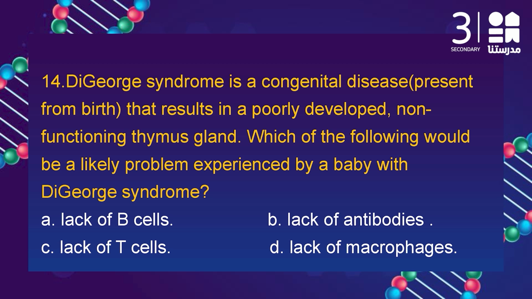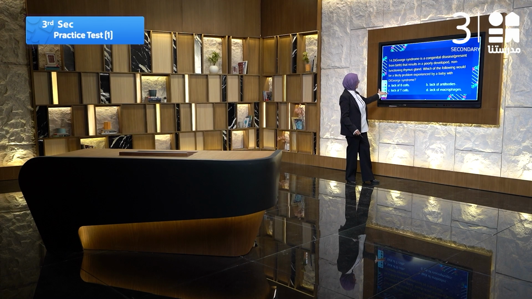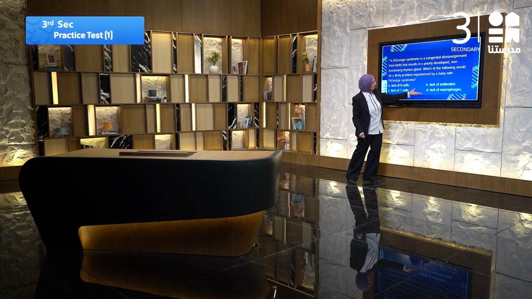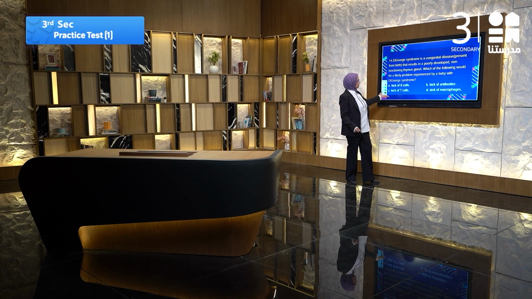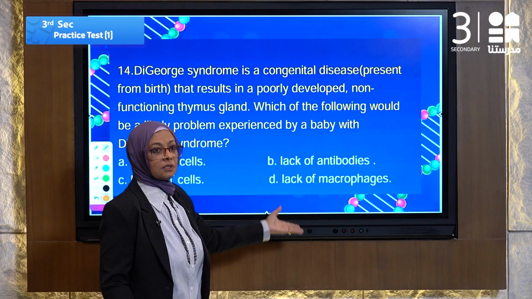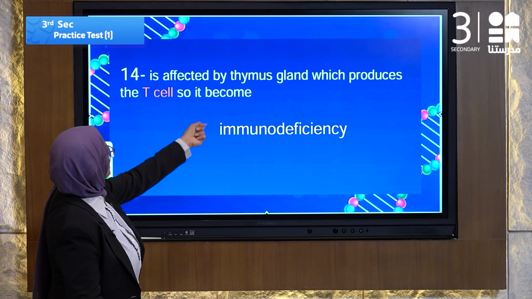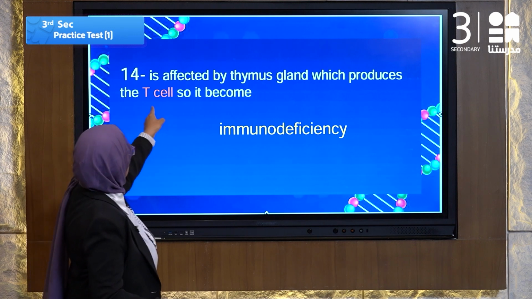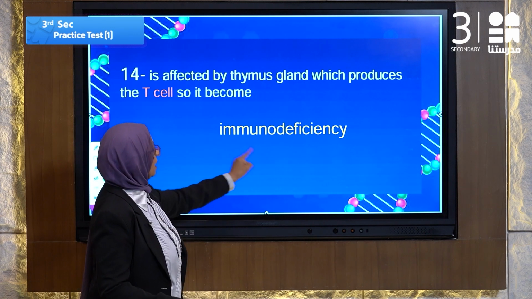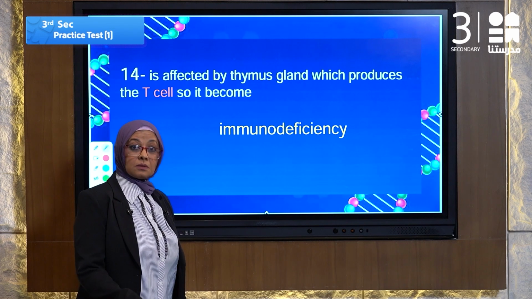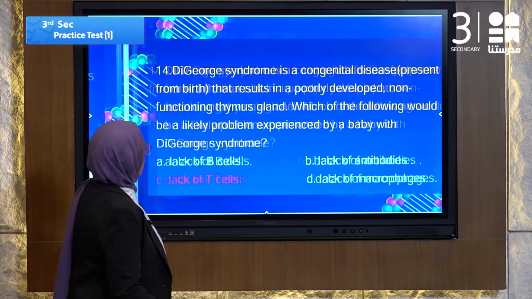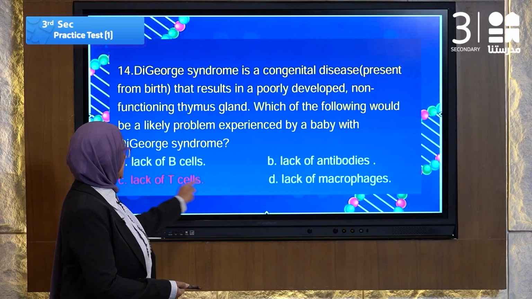Let's speak about it. Which of the following would be a likely problem experienced by a baby with DiGeorge syndrome? Lack of B cells, lack of antibodies, lack of T cells, lack of macrophages. The thymus gland is affected, and the thymus gland produces T cells. So it becomes an immune deficiency, no immunity. So the answer will be lack of T cells.